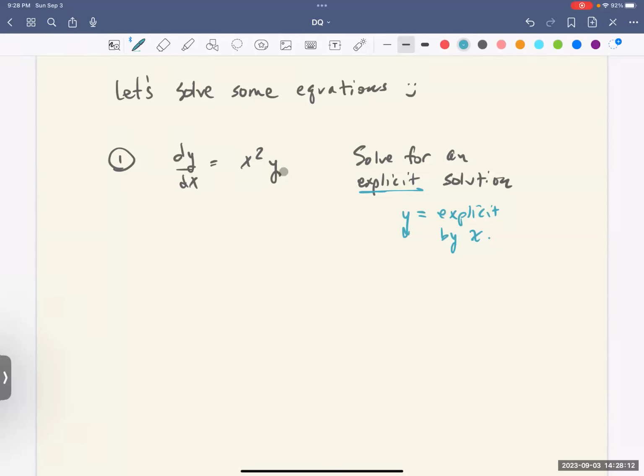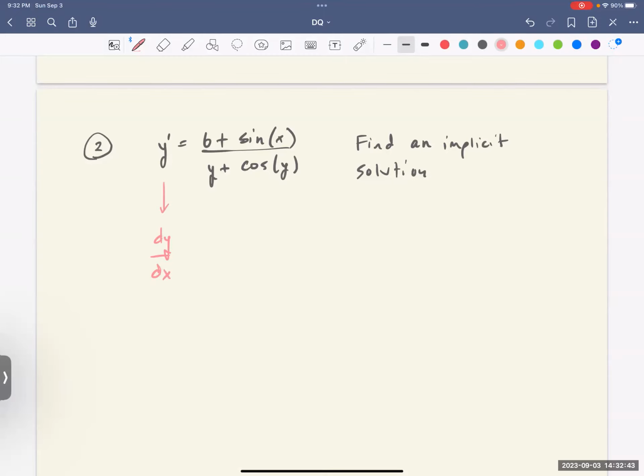Okay, next one. y prime equals 6 plus sine x all over y plus cosine y. Find an implicit solution. So once we find a solution, we don't need to solve for y. We don't need to solve for x. All right, so let's treat that y prime as dy/dx equals the other stuff, 6 plus sine of x all over y plus cosine of y, and then we're going to move all the y things to the one side, x things to the other side. Usually I put all the y stuff on the left.